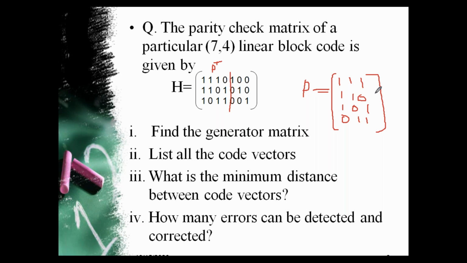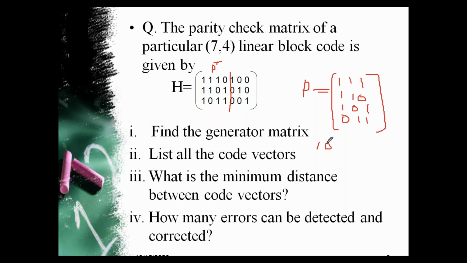First question is the generator matrix. We will have to write the generator matrix. The generator matrix has the order k by n, therefore a 4 by 7 matrix, and the initial part is an identity matrix of order k. Therefore, to the left of this P submatrix, write an identity matrix of order k, that is 4 here.